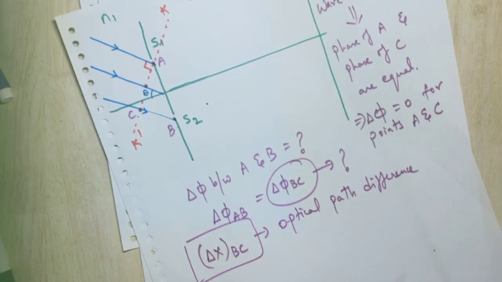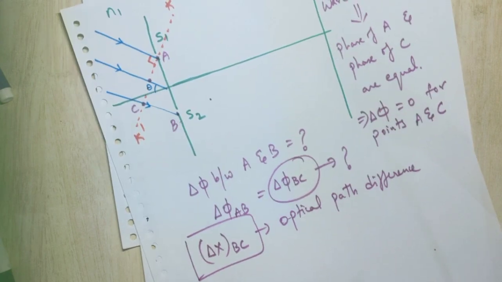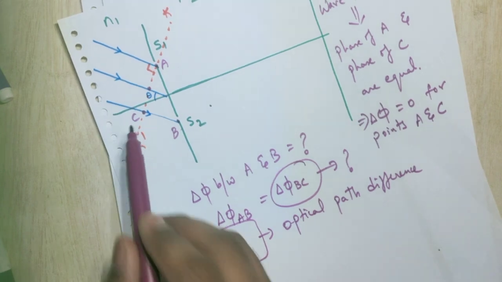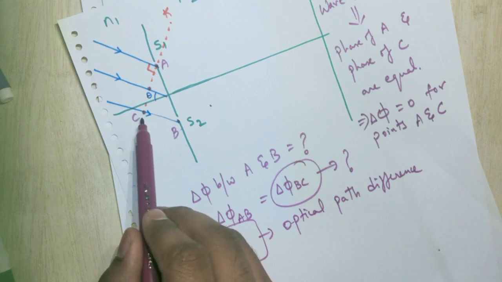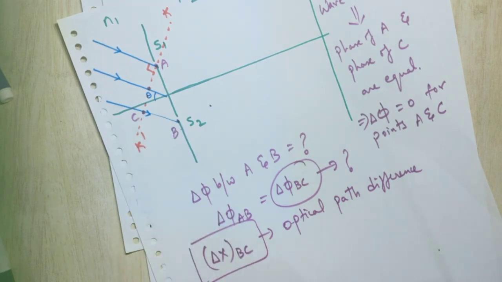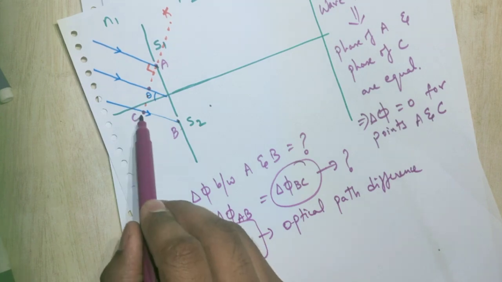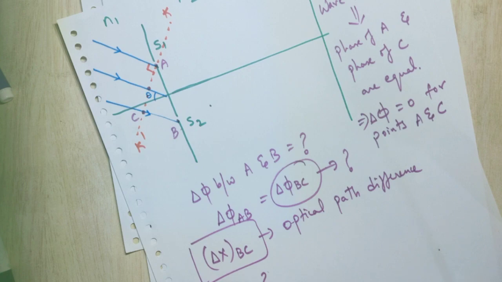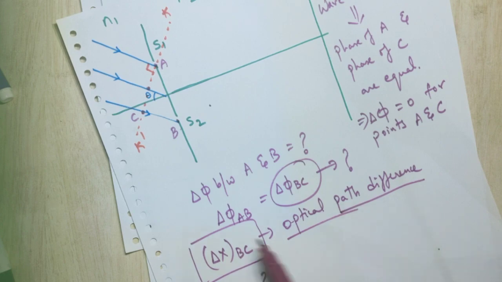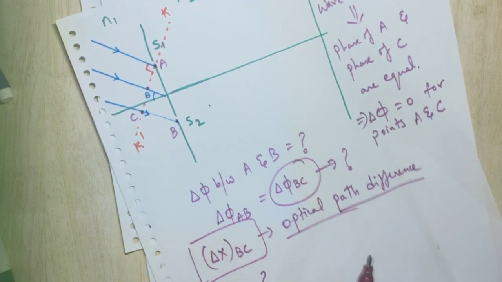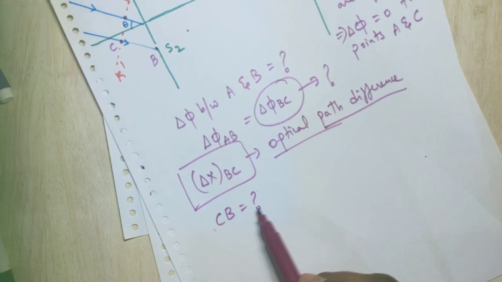Okay, there is a difference between optical path and real path. First of all, we do not know what optical path is. First, let us see what real path length is. CB is how much? This is nothing but the real path difference between point C and point B. First we'll find out CB, then we'll find out the optical path difference. See, path difference itself means optical path difference. Then from this path difference we'll find out the phase difference. Okay, so let us first find out what CB is.